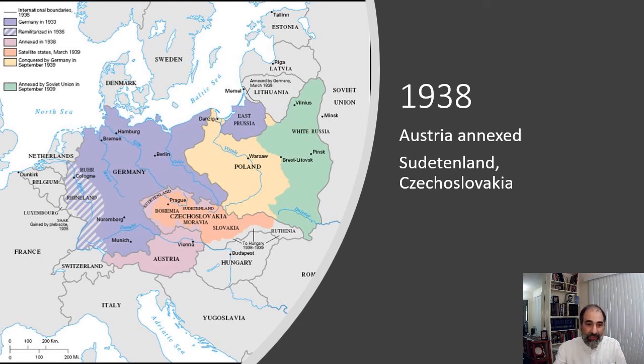So what is the Sudetenland? Well, it's the sliver of land that you could see here, right over here on this map, between Germany and Czechoslovakia. It's part of Czechoslovakia. And Hitler moves into the Sudetenland. Now, when he moves into the Sudetenland, Czechoslovakia is not happy about this.